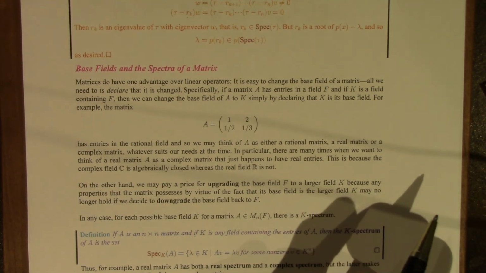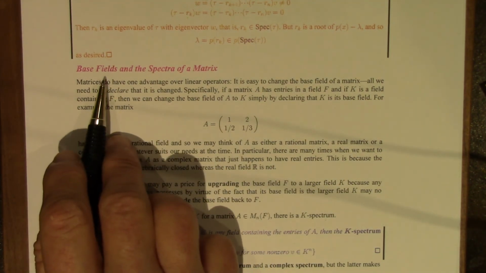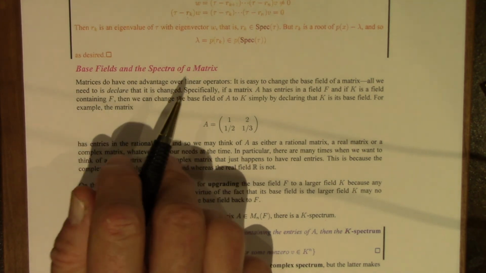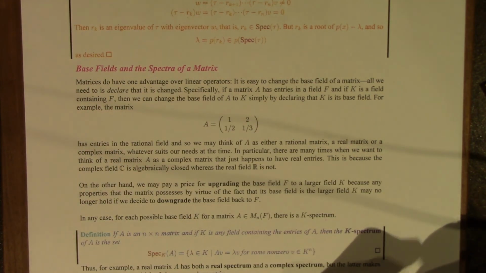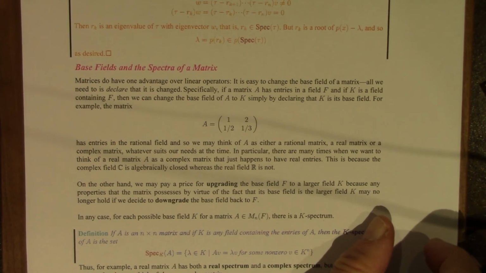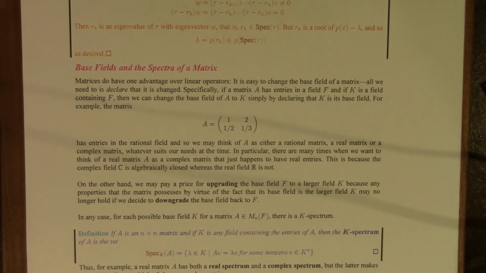One last item, and that concerns base fields and the spectrum or spectra of a matrix. Matrices do have one advantage over linear operators. I'm talking now in the finite dimensional case. Theoretically, we can go back and forth between the two, but there is an advantage to the matrix point of view.